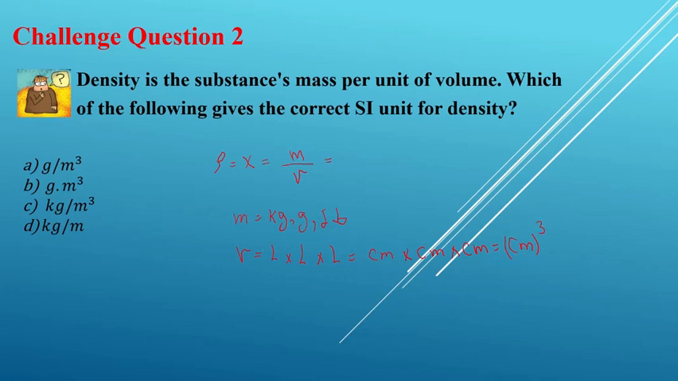But this problem asks for the SI units, right? We know for mass the SI unit is kilograms, and for length the SI unit is meter. So instead of centimeter, it's going to be meter. Now it's going to be cubic meters, which is C. Let's look at the last challenge question.